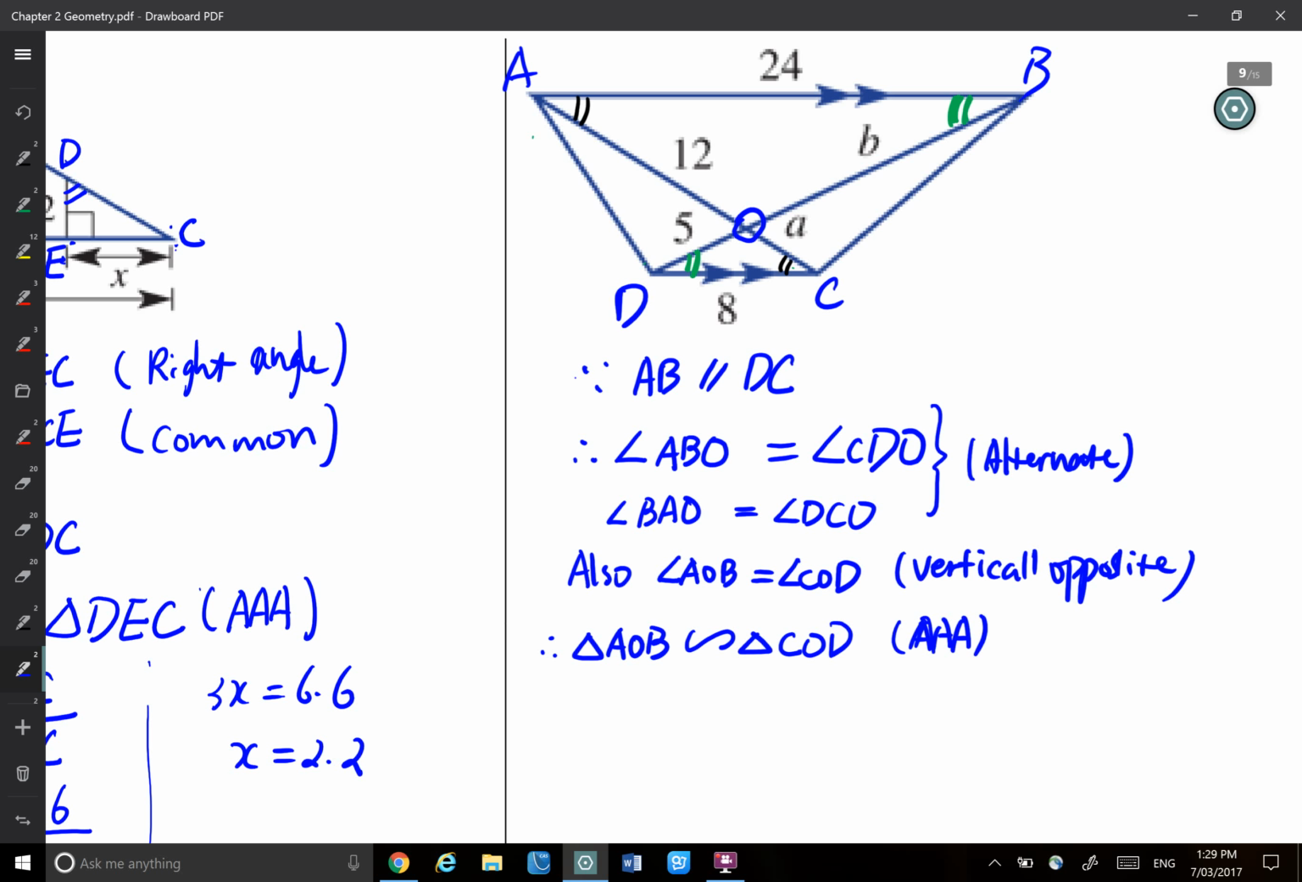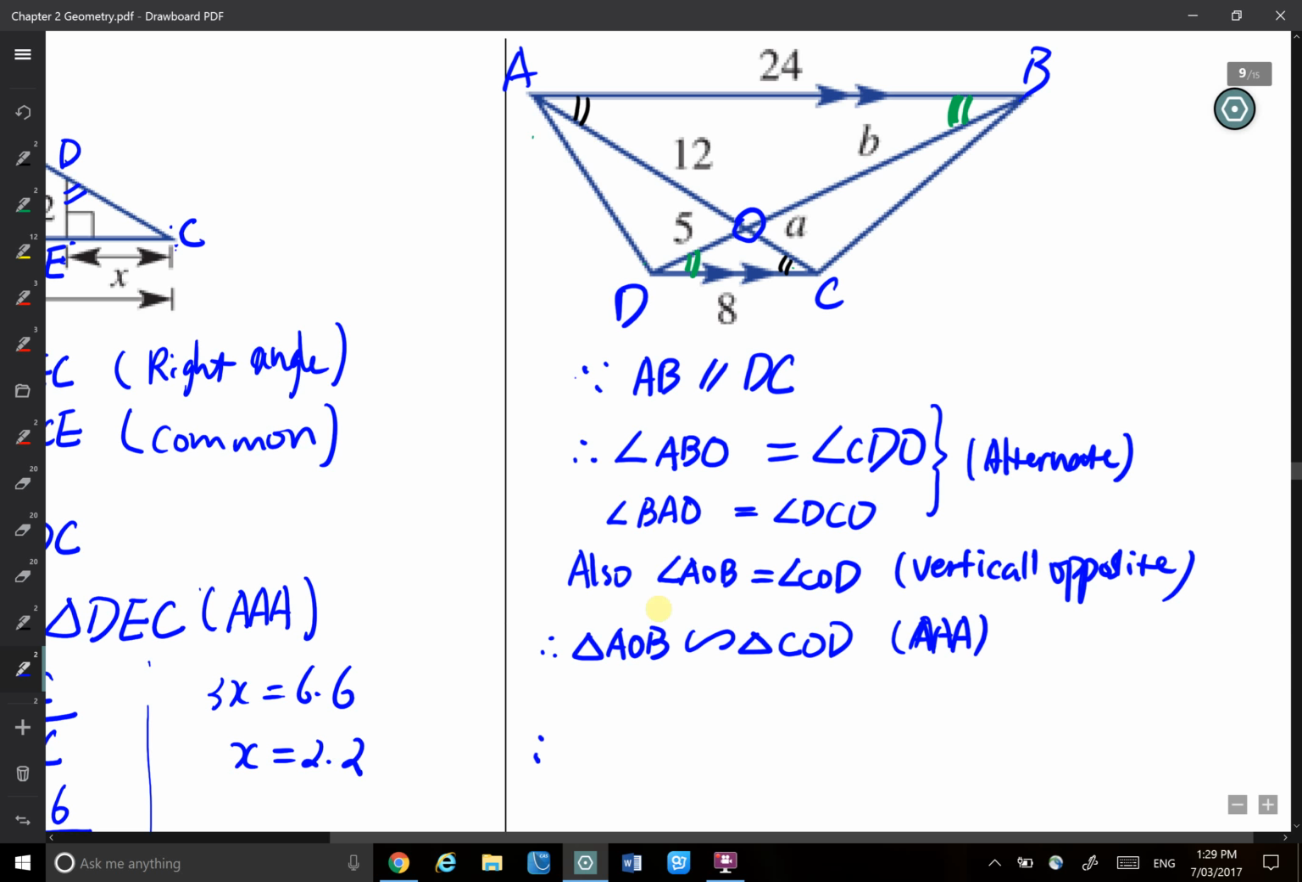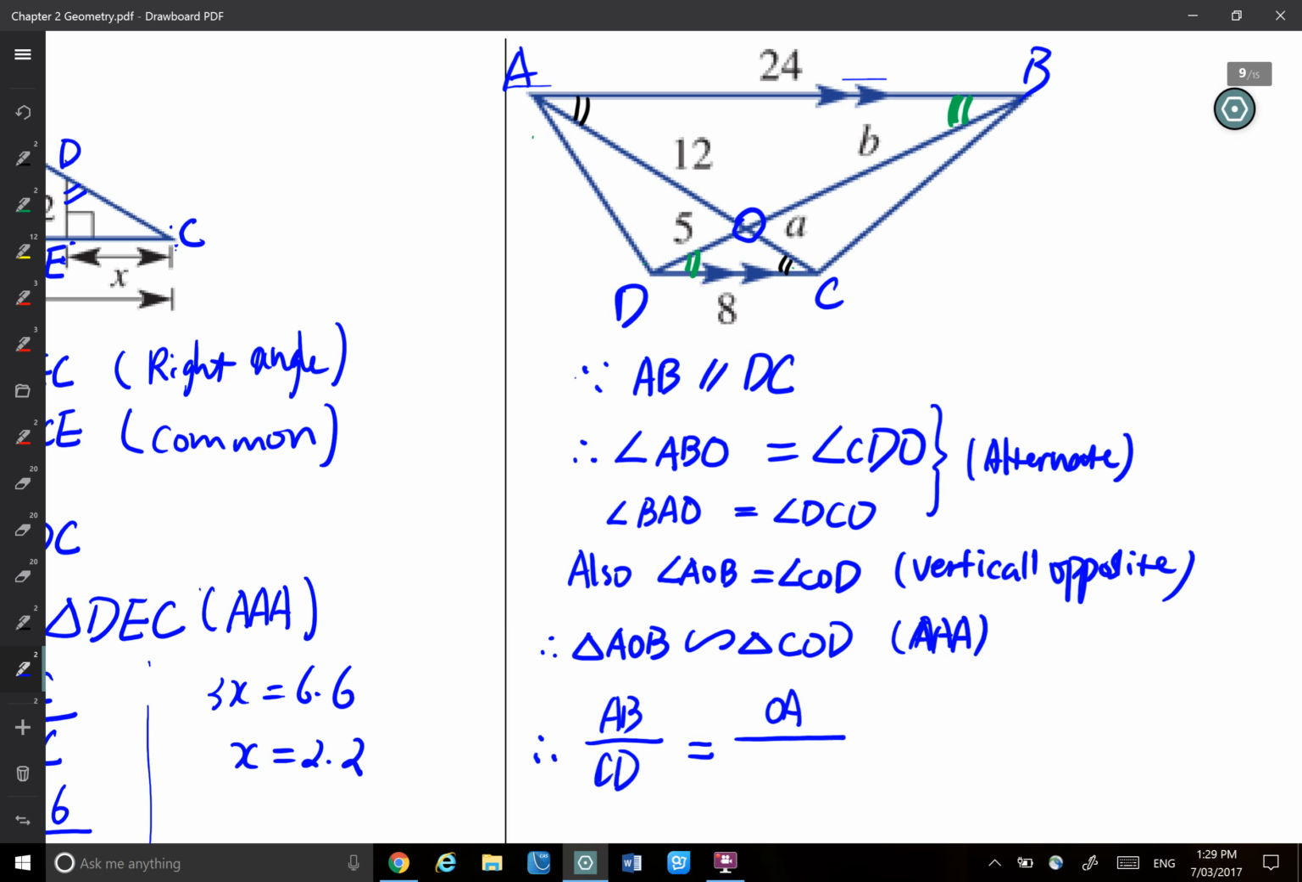Why do I write ratios for 3 pairs? Because I have 6 numbers in total. So the first one is the longest one, AB over, opposite to this one must be CD. AB must be opposite to CD. Next one, I will start from my OA. Tell me, what is the corresponding pair? OC or OD?